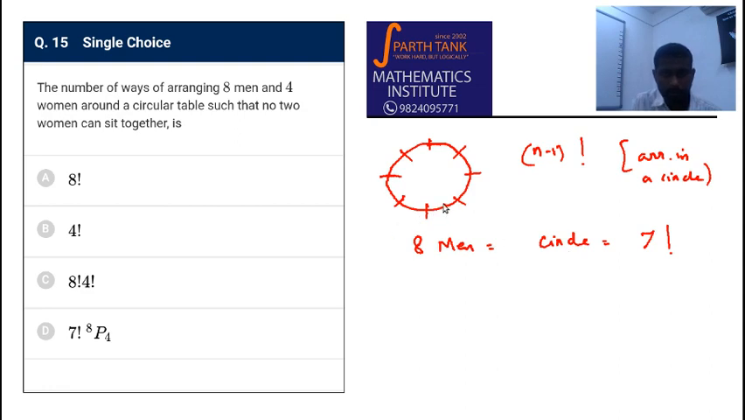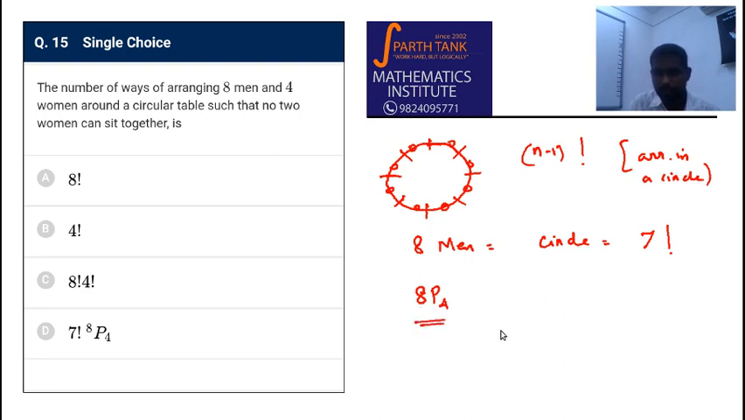And between those 8 men, we have 8 spaces: 1, 2, 3, 4, 5, 6, 7, 8. And the 4 women can be arranged in any of these 8 spaces. So the number of ways in which 4 women can be arranged in 8 spaces is 8P4, right? That is, there are 8 places, and in those 8 places you are putting in the 4 women. So the answer is 8P4.